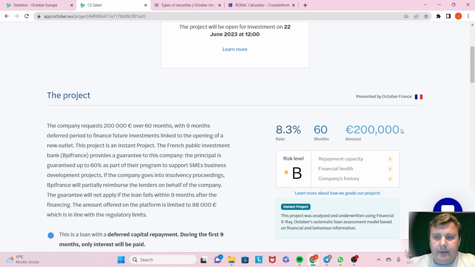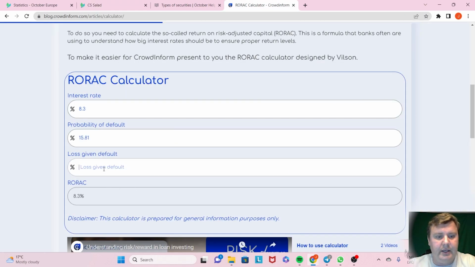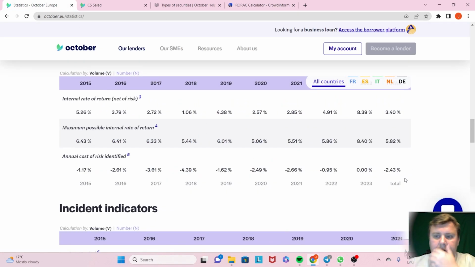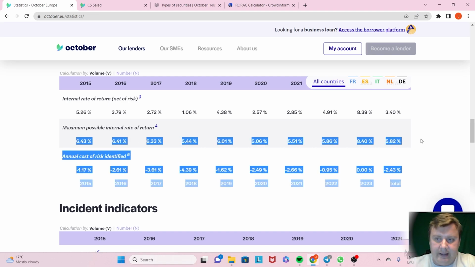But of course, just for the sake of calculation, let's assume we are not getting 20%, we are getting 10%. In this case we will get 170,000 and we will lose 30,000, which means we will have a loss given default of 15%. And it means that the actual rate we will get is 5.9%. And if we look at the statistics, this is pretty much in line with it, as on average your actual returns are 2.5% lower than the offered rate.